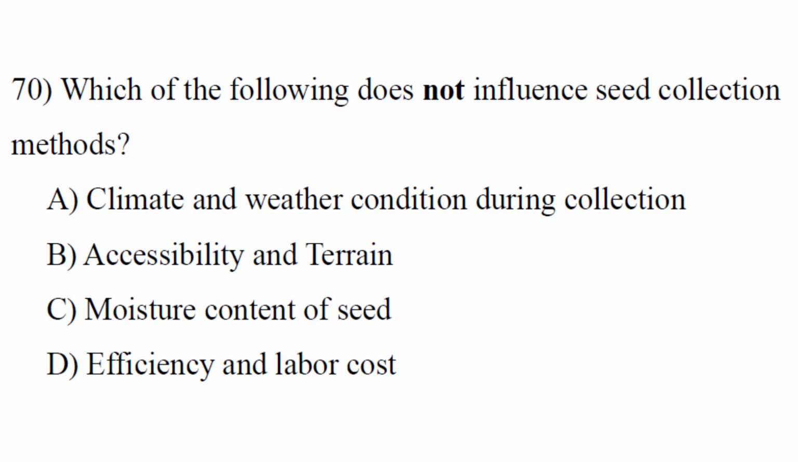70. Which of the following does not influence seed collection methods? A. Climate and weather condition during collection. B. Accessibility and terrain. C. Moisture content of seed. D. Efficiency and labor cost. Answer, C. Moisture content of seed.